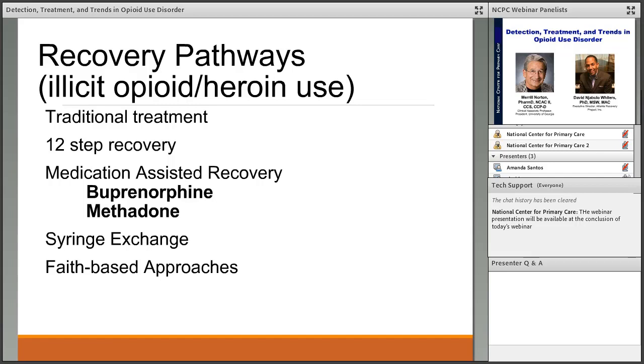I don't know if it works or not. I don't know if there's any science to support it, but if one of my service recipients, the folks that I'm working with, helping them overcome their addiction, say, I want to consider that option, let me see if that'll work for me, I'm going to be right there to support it.